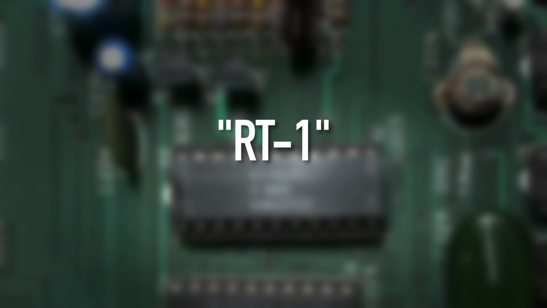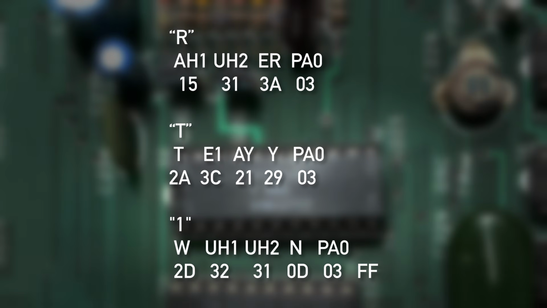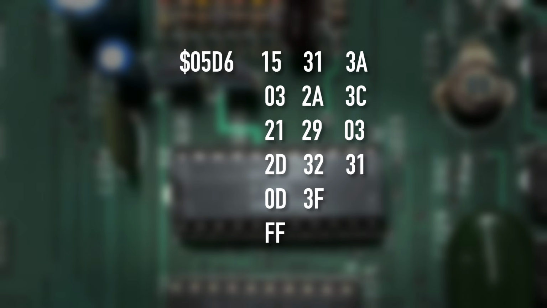Let's change the robot's name to RT1. Phonetically, RT1 looks like this. And these are the matching hex values for each phoneme. The PA zeros at the end of each line add a short pause between each word, and the final FF marks the end of the sequence. Now we just need to enter those numbers in RAM, starting at 05D6.